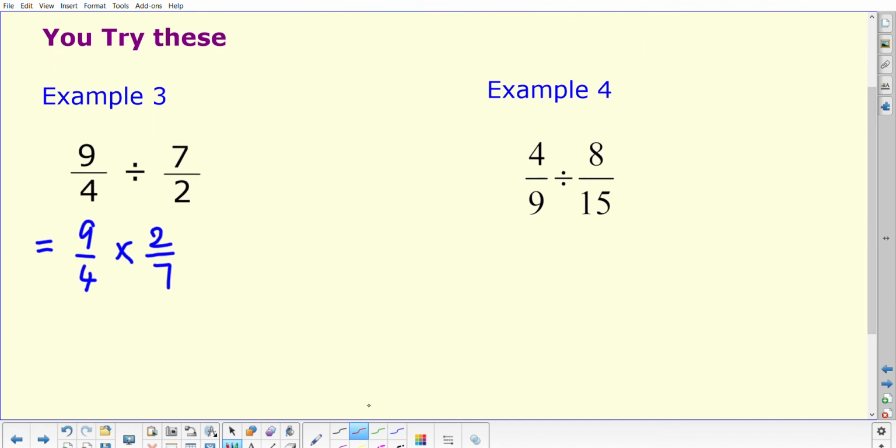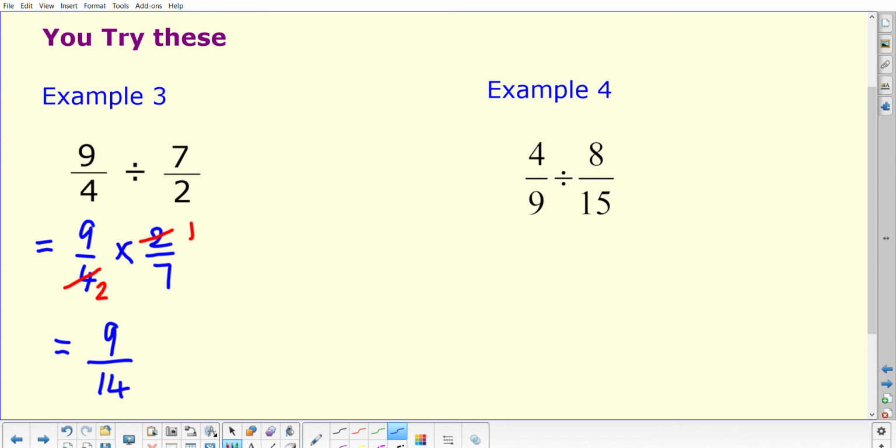So here we should be looking to see, can I do any cancelling? Are there any numbers on the top of the fractions that are in the same times table as any of the numbers on the bottom? And hopefully you can see that 2 and 4 are there, so we can make it a bit simpler by saying 2 into 2 goes 1, 2 into 4 goes 2. And then 9 times 1 gives me 9, and on the bottom 2 times 7 is 14. So if you paused to do that one, check your answer.